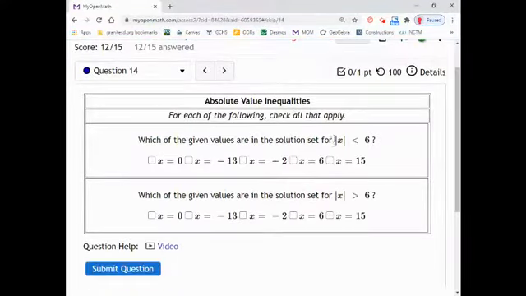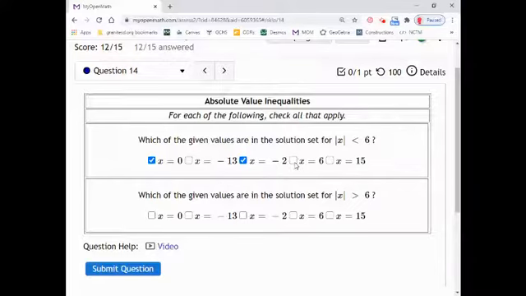How about this one? So if you have the absolute value of x, which ones of these down here are less than 6? So is the absolute value of 0 less than 6? Yeah, because it's 0. Is the absolute value of -13 less than 6? No, because the absolute value of -13 is a positive 13, and positive 13 is not less than 6. How about -2? Is the absolute value of -2 less than 6? Yeah, because the absolute value of -2 is a positive 2, and positive 2 is less than 6.